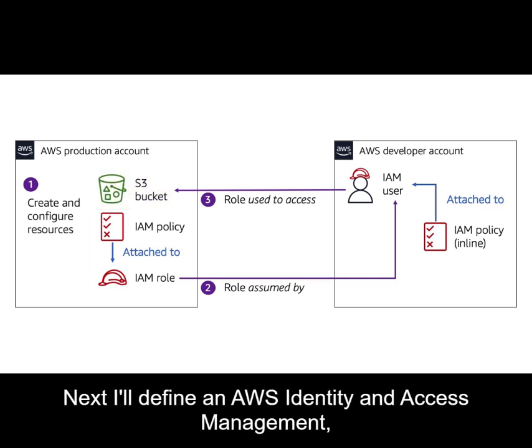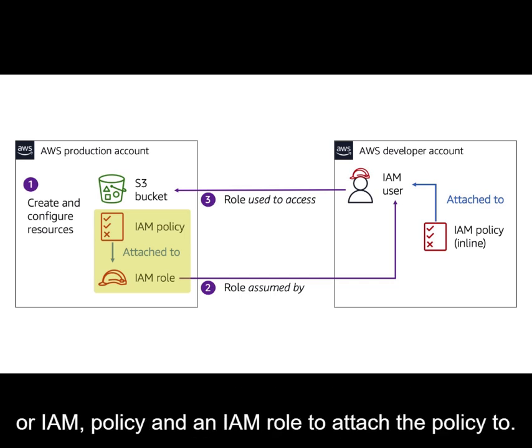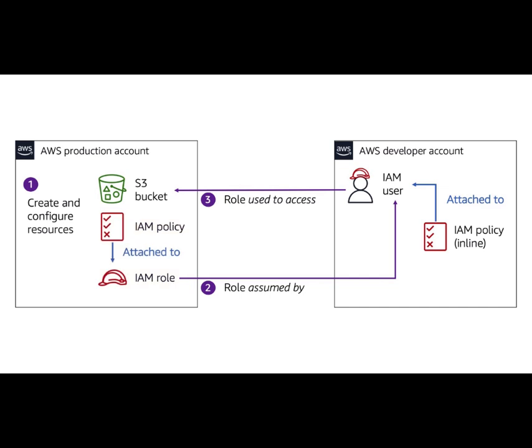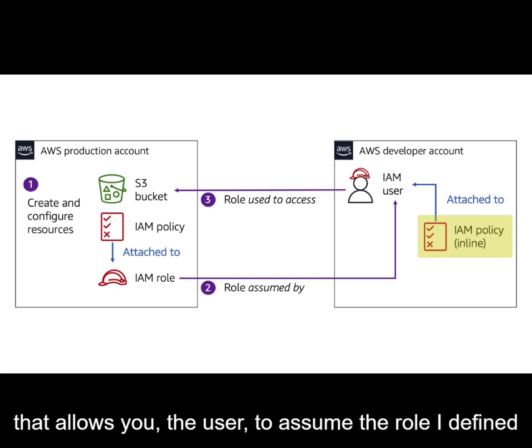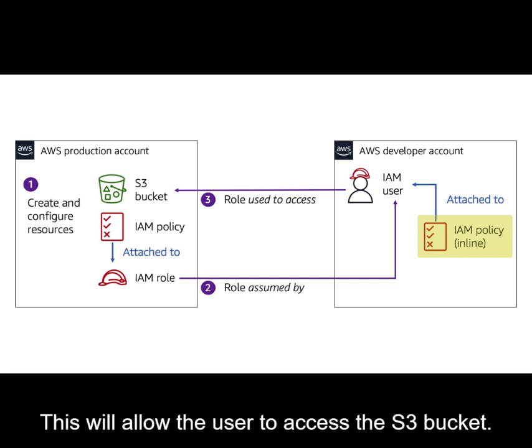Next, I'll define an AWS Identity and Access Management or IAM policy and an IAM role to attach the policy to. Then, in the other account, I'll define an inline IAM policy that allows the user to assume the role I defined in the first account. This will allow the user to access the S3 bucket.